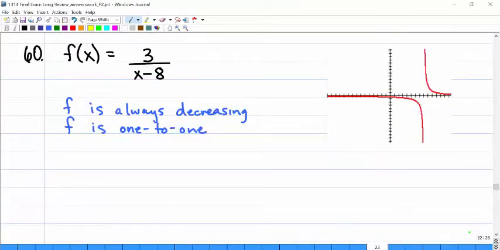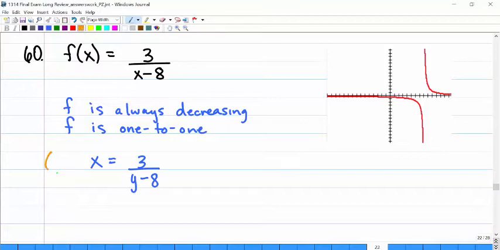Number 60, I want to find the inverse of f of x equals 3 over (x minus 8). Again, I graphed it on the calculator, and I noticed that f was always decreasing from left to right. It's going down. So f is one-to-one, so f does have an inverse. To find the inverse, I'm going to switch x's and y's, so I get x equals 3 over (y minus 8). And now I want to solve for y.